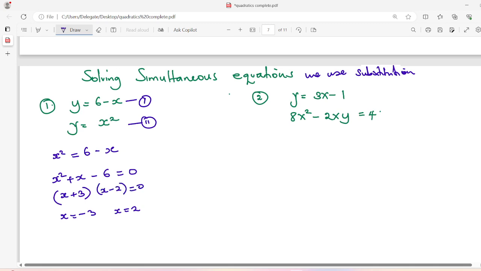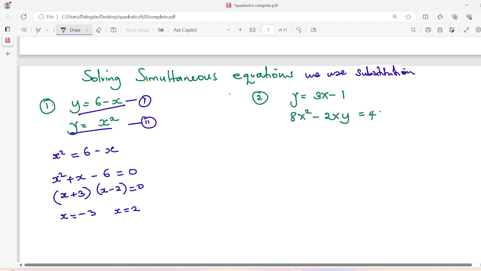So for every x, you should get a corresponding value of y because we are solving simultaneously. And you need to know that whenever we solve simultaneously, we are getting the coordinates of intersection. Actually, with Cambridge, they will not ask you to solve simultaneously. They will tell you the line y equals 6 minus x meets the curve y equals x squared, and then you are asked to find the coordinates of intersection. So basically, we solve simultaneously to get the coordinates of intersection.